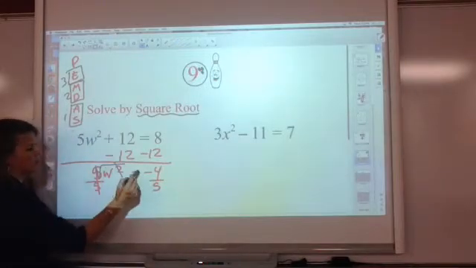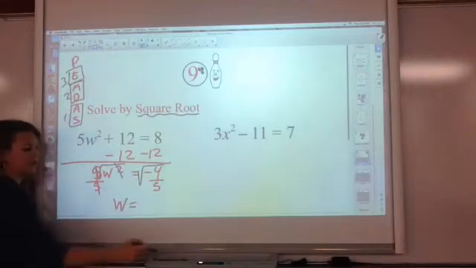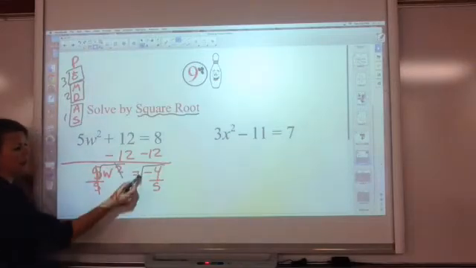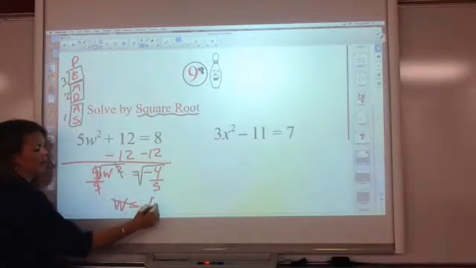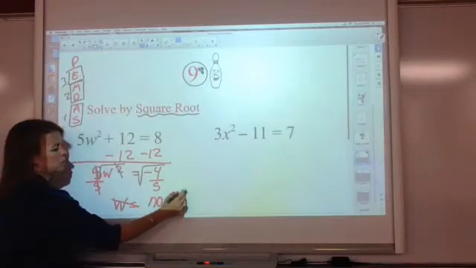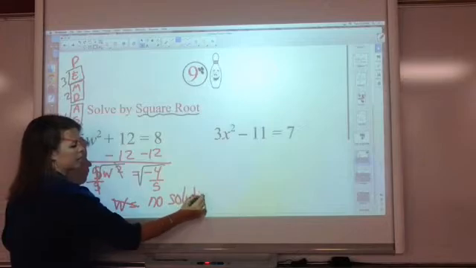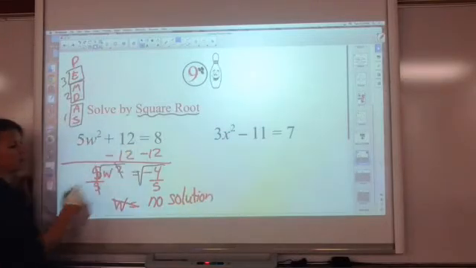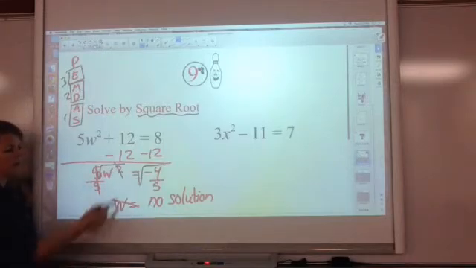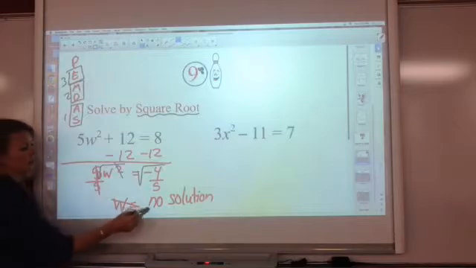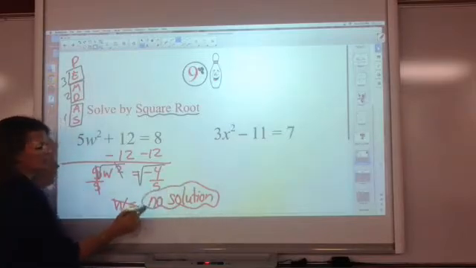Over here, I'm going to square root negative 4/5, but without even putting that in a calculator, you know that you cannot square root a negative. There is no solution to this graph. You can't square root a negative. It's asking you what two numbers could equal 4/5. You can't multiply two numbers to equal negative 4/5. No solution on this one.